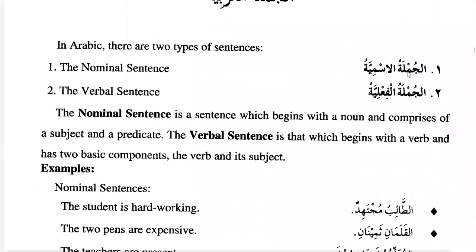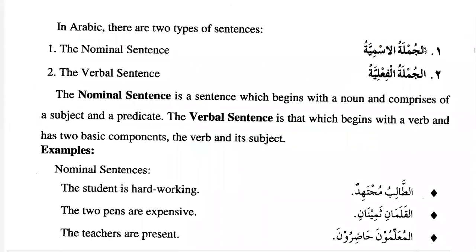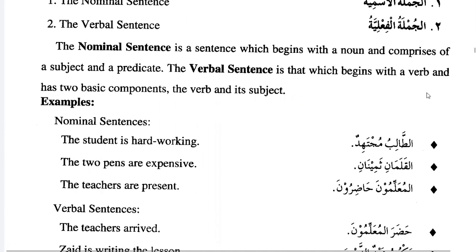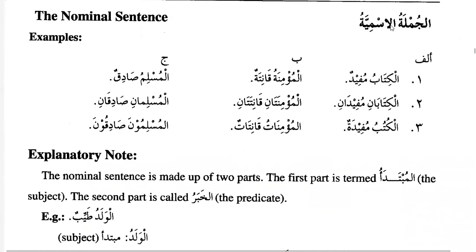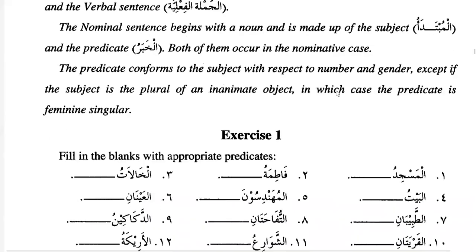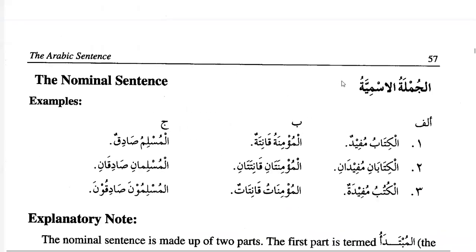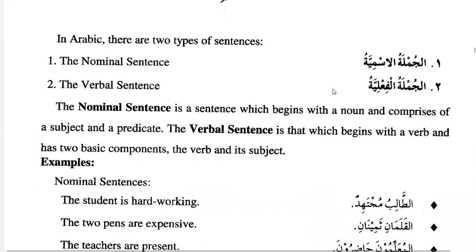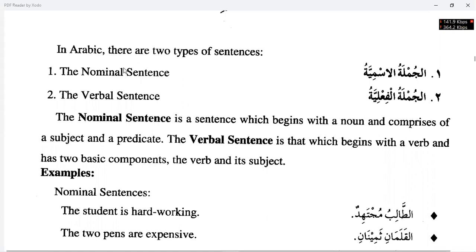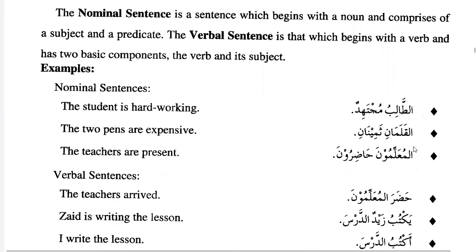Jumla Ismiya starts with the noun. Al Jumlatul Ismiya Tabda'u Bismin. Then Jumla Failiya Tabda'u Bifailin. Al Jumlatul Failiya Tabda'u Bifailin. So Jumla Failiya starts with the verb. This is the difference between Jumla Ismiya and Jumla Failiya. So we learned this thing today.